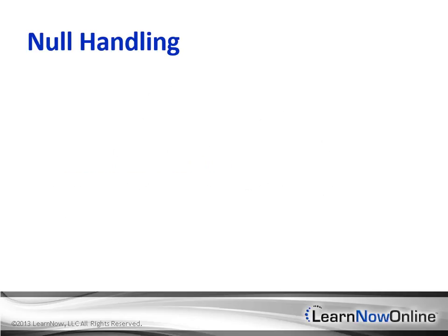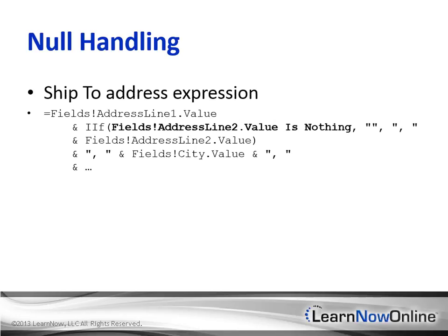For example, earlier I showed you the expression that builds the ship-to address string, and I show you that again there. Within that immediate if function, the expression checks to see if the address line two field is null. Strictly speaking, the value of it is null. And then determines what to concatenate based on that comparison. And the result is a nicely constructed string that handles the case where the second address line is missing.